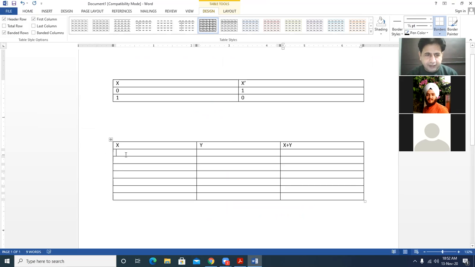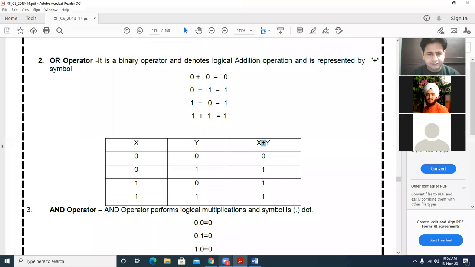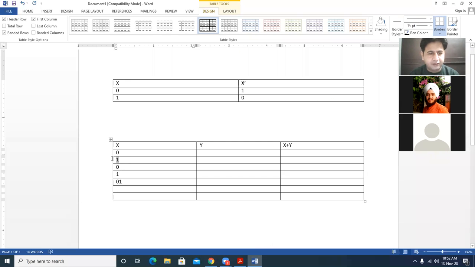So you have to make the table. Take 0, 1, here is 0, 1, 0, 1, 0, 1. Okay, but two times you will take first 2 times 0 and 2 times 1.